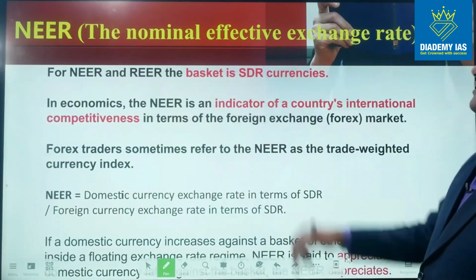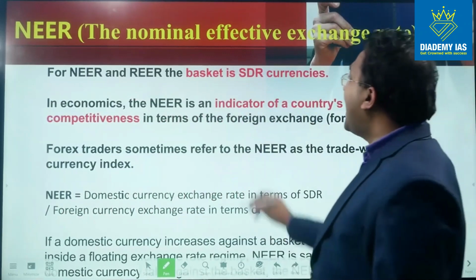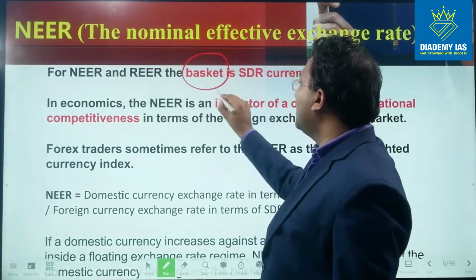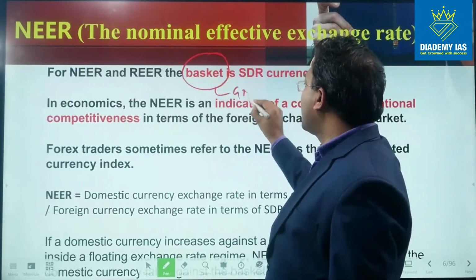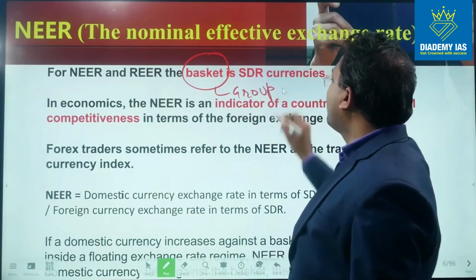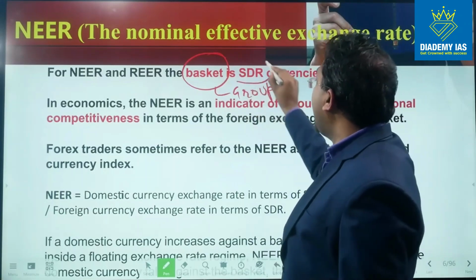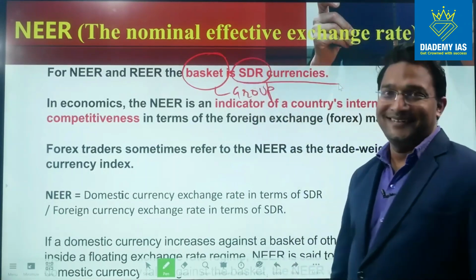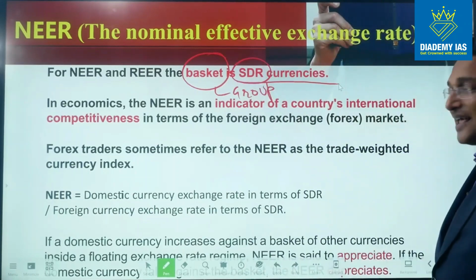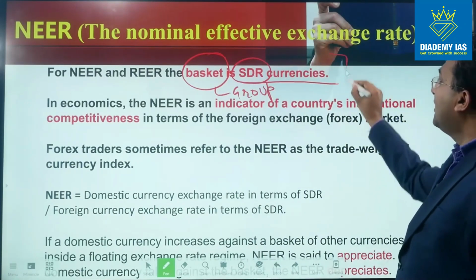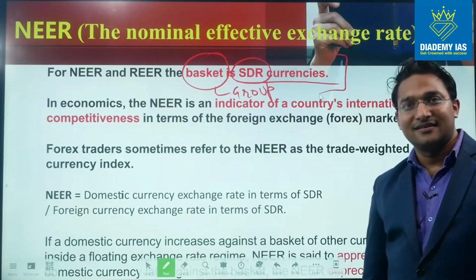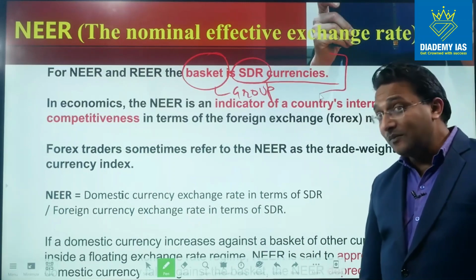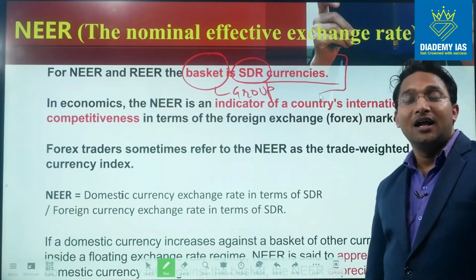For NEER and REER, the basket. Now, which basket are we talking about? So which group of countries are we talking about? The group of countries is basically the SDR currencies. And do you know what are the SDR currencies? Can you name them? Can you recall?